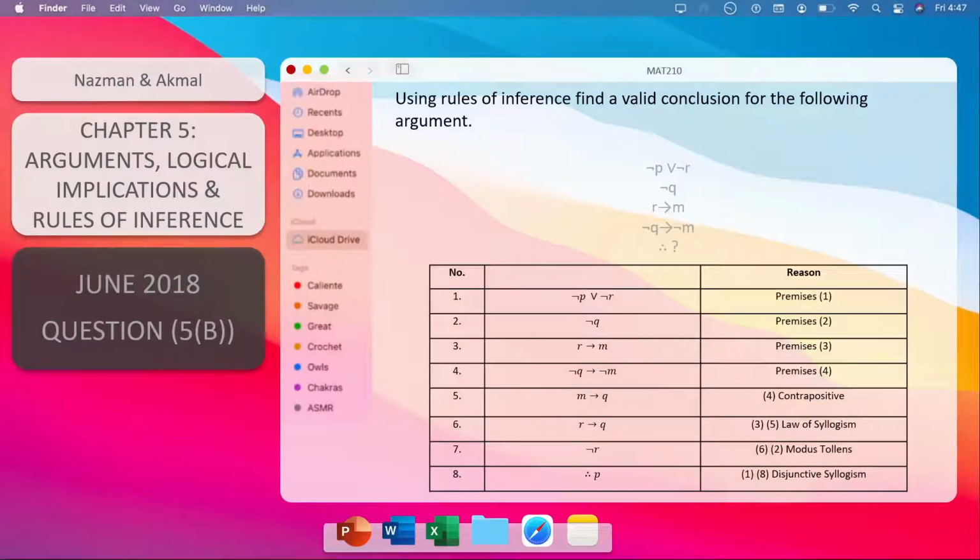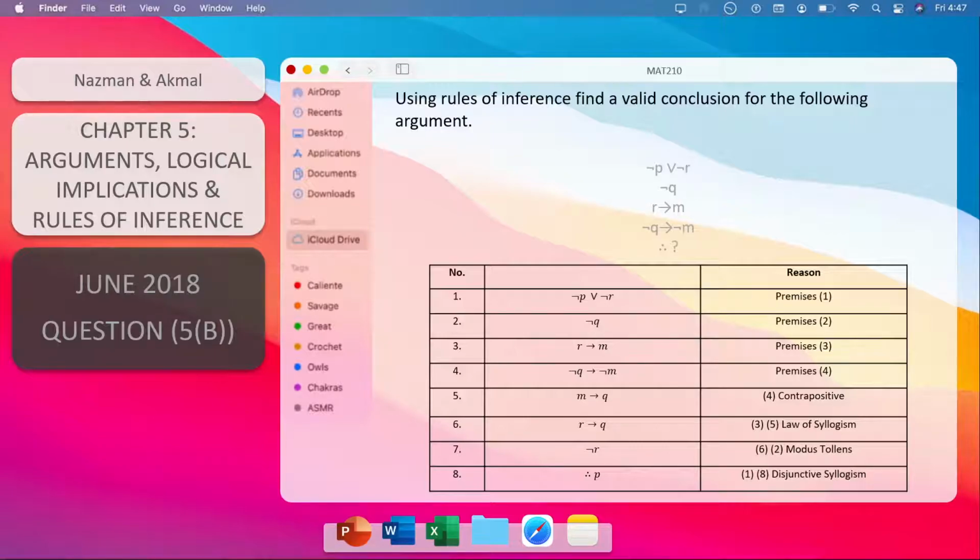For the next question, we chose June 2018 question 5B. The question is: using rules of inference, find a valid conclusion for the following argument. Below are given the arguments, and we have to find the conclusion. Firstly, as usual, we create a table with 3 columns, which is number, an empty column, and a reason column. For number 1 to number 4, we fill in all the arguments, and we name the reason premise 1, premise 2, premise 3, and premise 4.